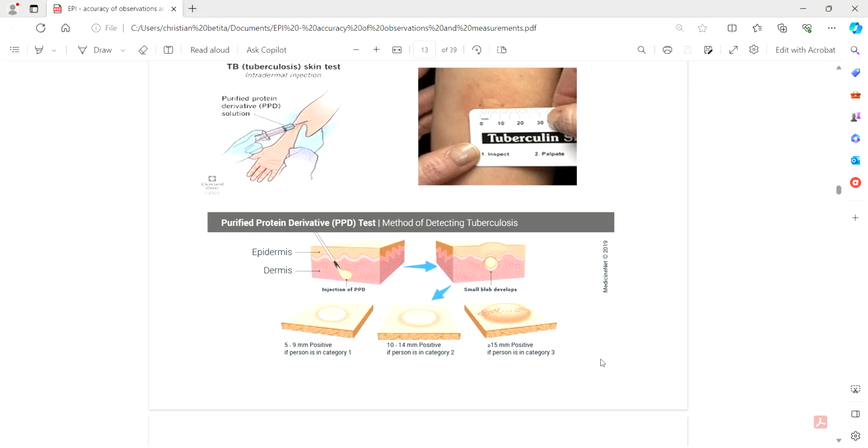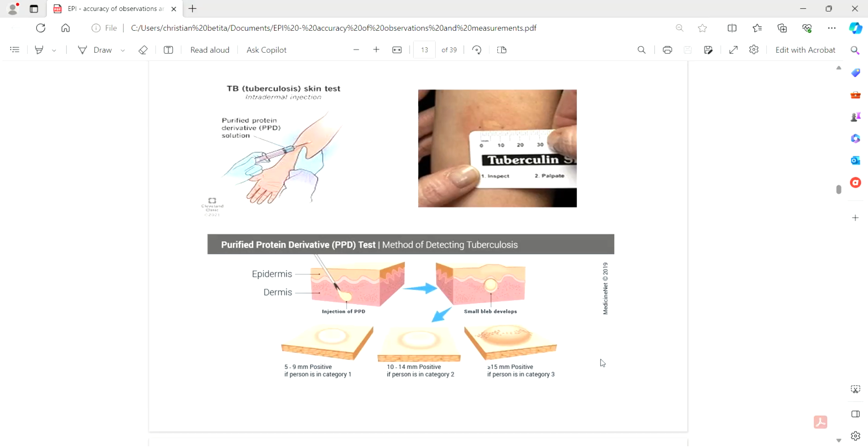All right. Similarly, this is an example of anergy. Category one are patients who are exposed to TB. So for example, a patient who lives with a relative who is TB positive, the positive PPD test is 5 to 9 millimeters. But a patient who is living in a non-TB endemic area who is TB naive, never been exposed to TB in his life, a positive PPD test is more than 15 millimeters. Okay.